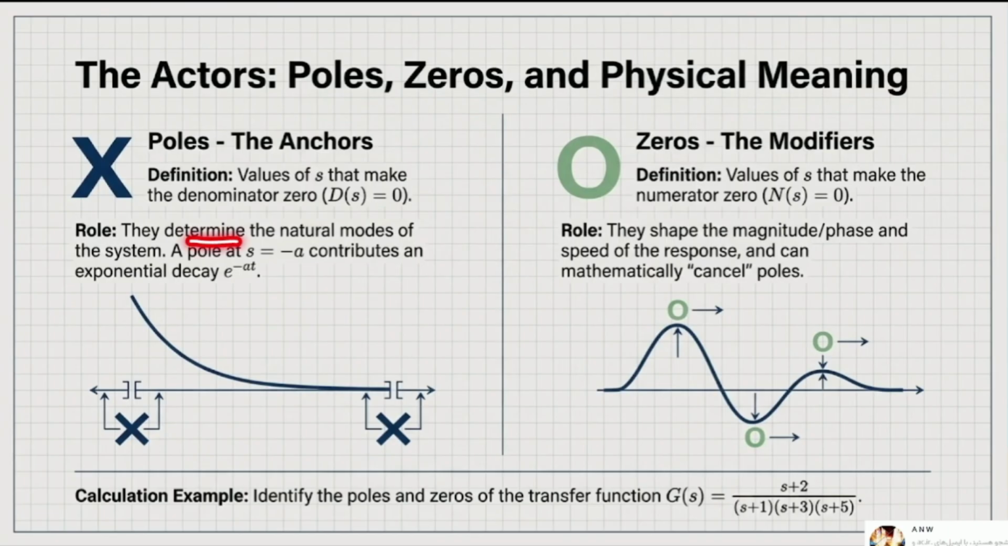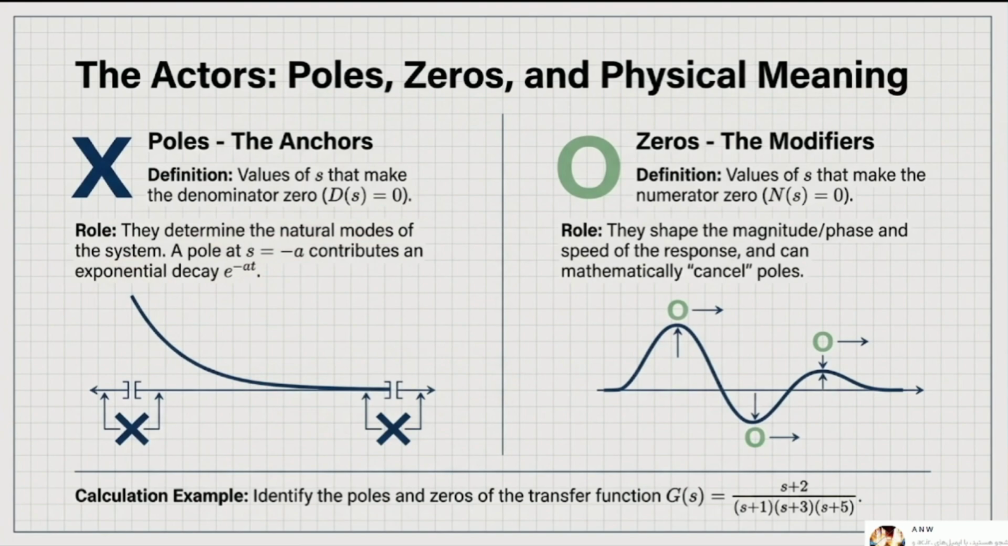It means that they are going to determine the natural modes of the system itself. So a pole at s equals negative alpha or negative a means that it's going to be on the left side of my s-plane, and can be shown as e to the power negative alpha t. So at the end of the day, I have a system that starts from here, but as time passes, because e to the power negative alpha t is an exponential function, it is going to get smaller, and my system is going to be stable.